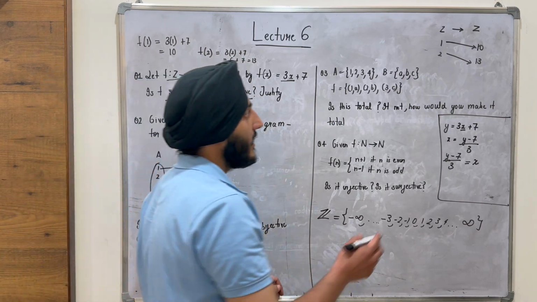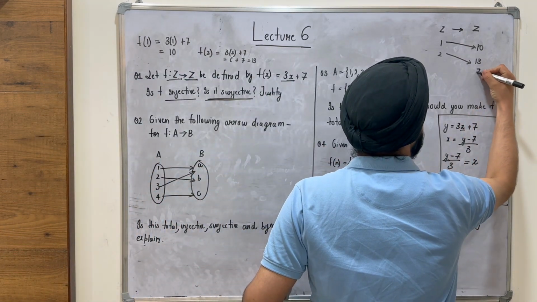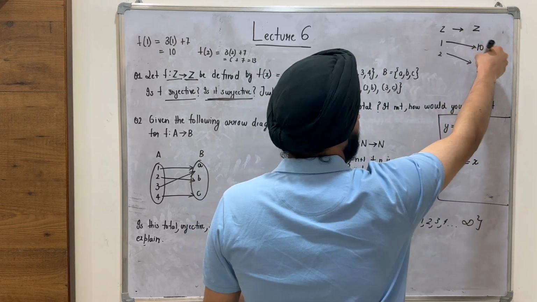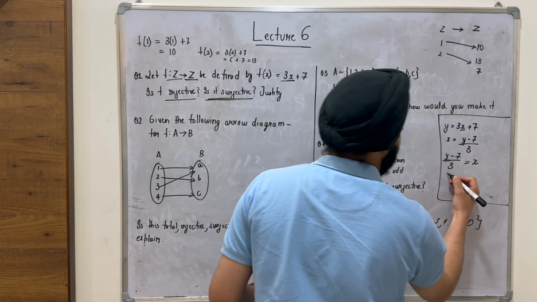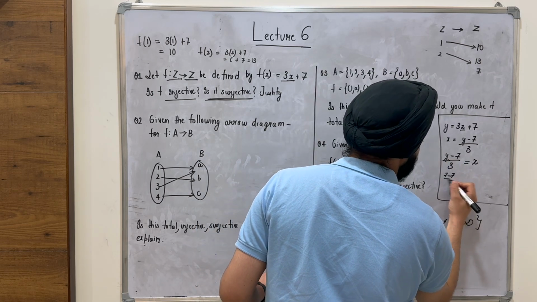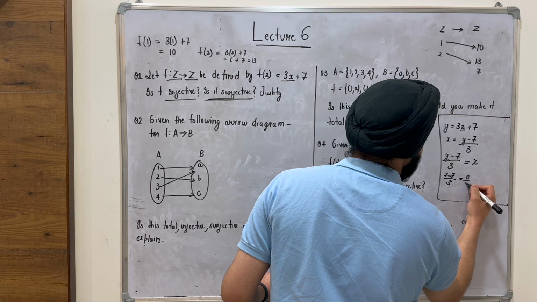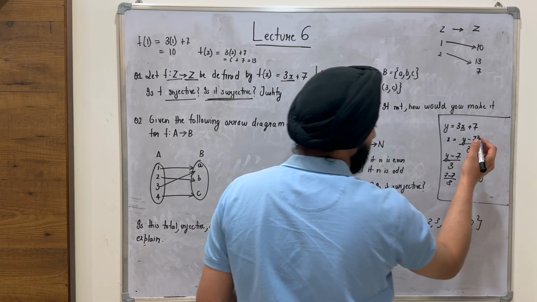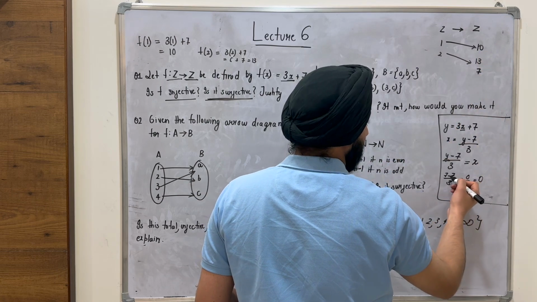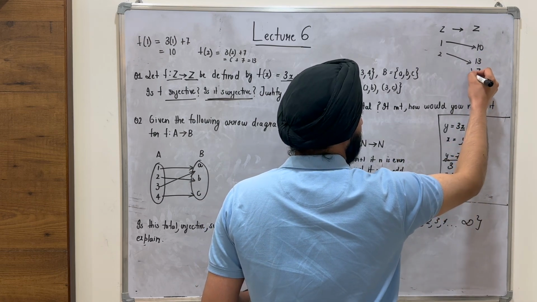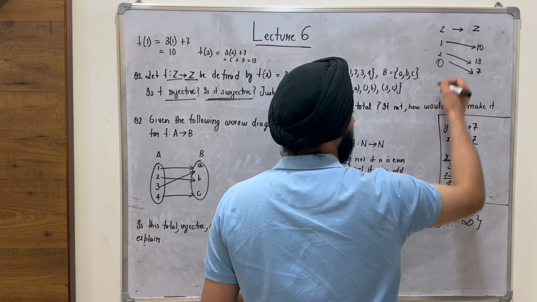Let's say I take the value 7 in the codomain set. If I put the value y equals 7 over here, I get (7 minus 7) by 3, which results in 0 by 3. So I get 0. So if the value in the Z set, the codomain, is 7, then it is pointed to by a 0 in this case.